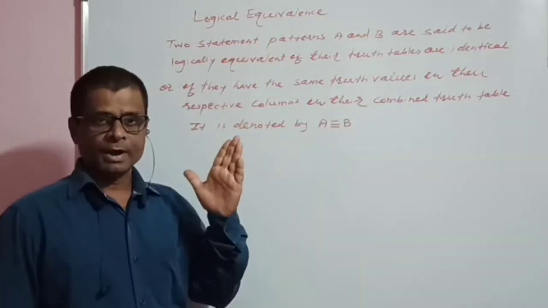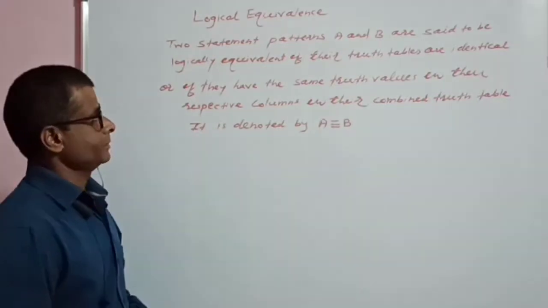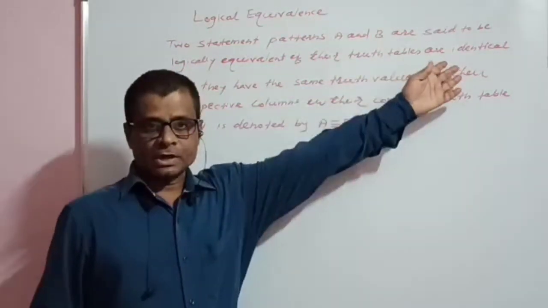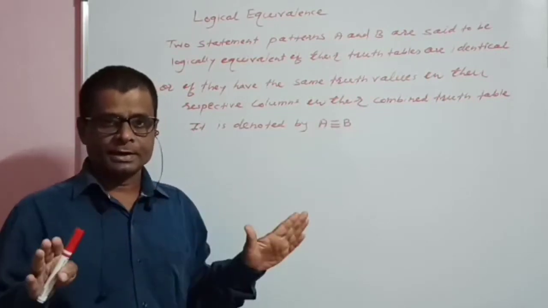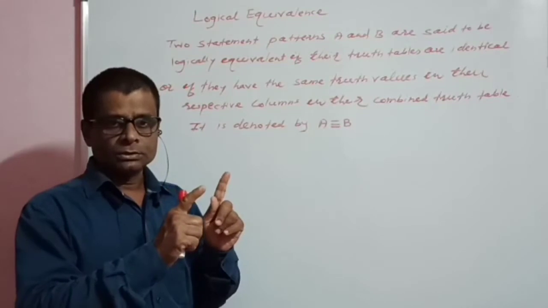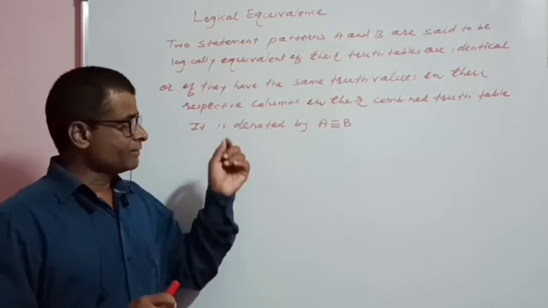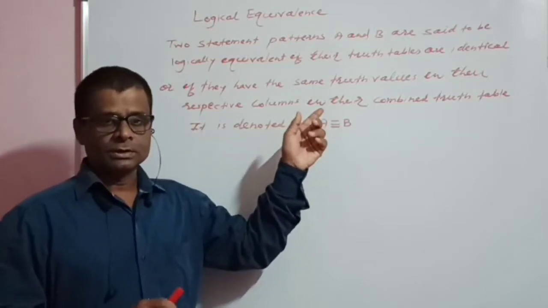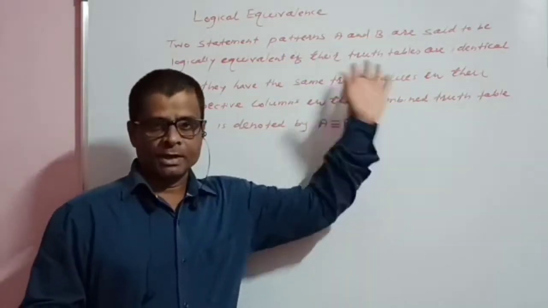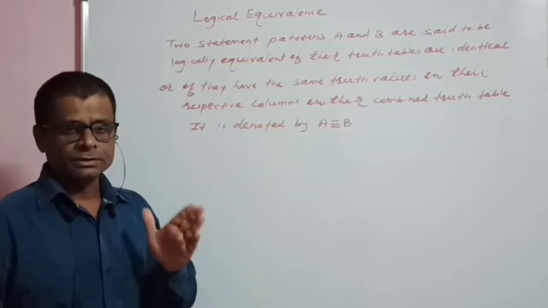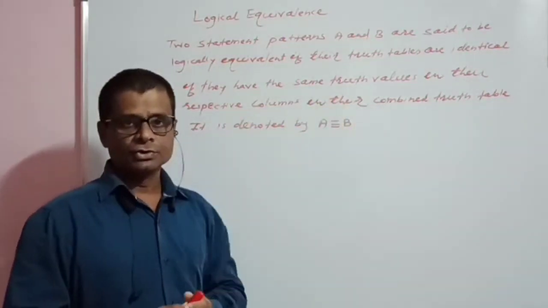Two statement patterns A and B are said to be logically equivalent if their truth tables are identical. If the truth tables of statement A and statement B are identical, then we can say that the two statement patterns A and B are logically equivalent. Or, if they have the same truth values in their respective columns in their combined truth table, it is known as logical equivalence. It is denoted by A is equivalent to B.